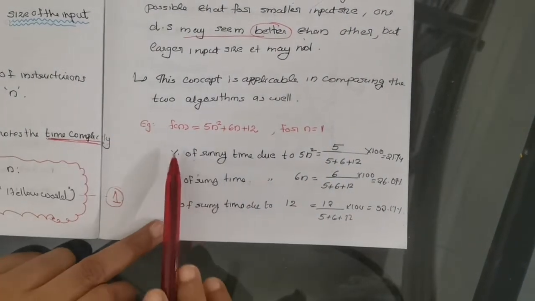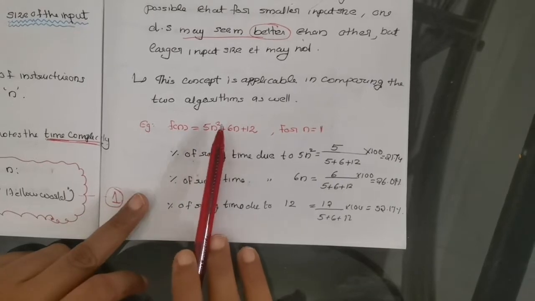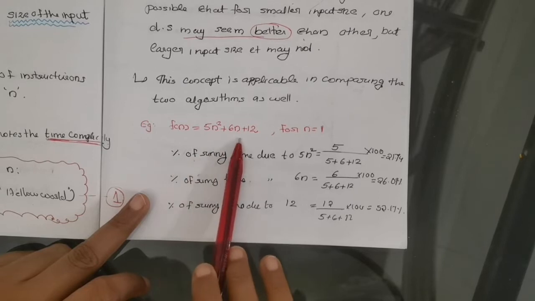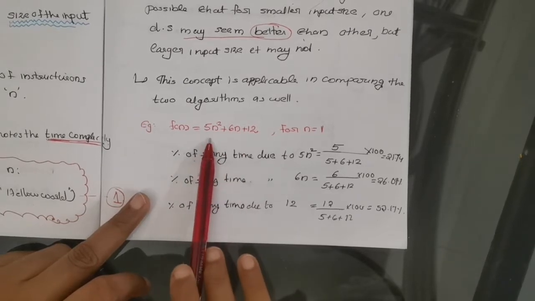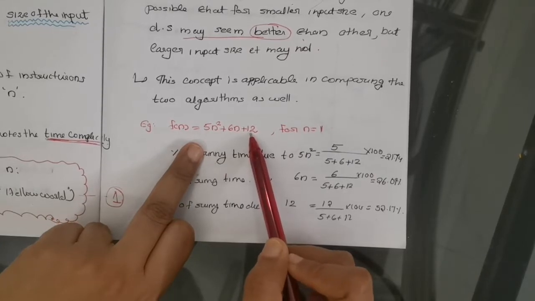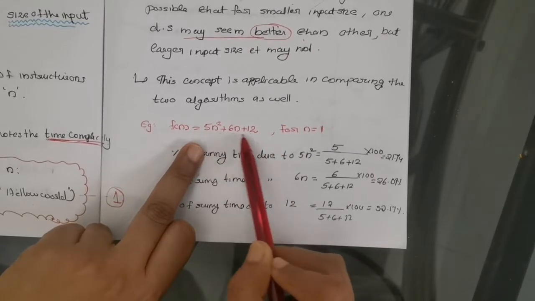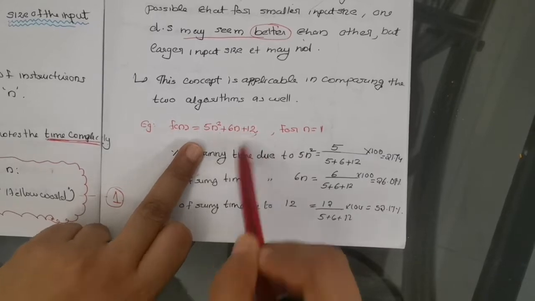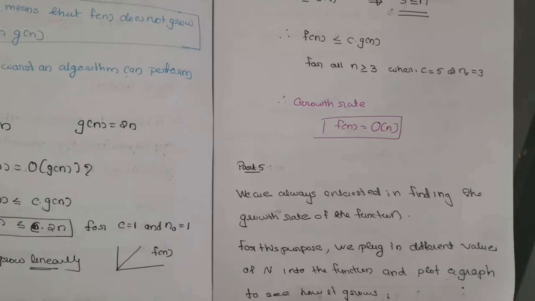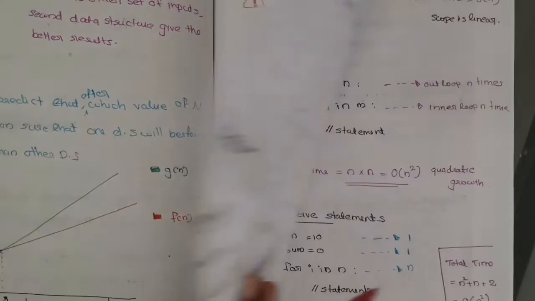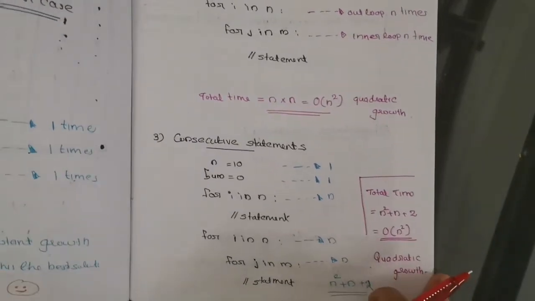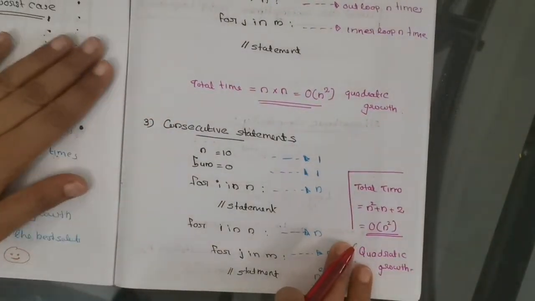For example, f of n equal to 5n square plus 6n plus 12. So this is one function. I will tell you how we get this expression. You can see here I have all the notes in my hand, but for your knowledge I will tell you how it comes. You can see here the consecutive element.